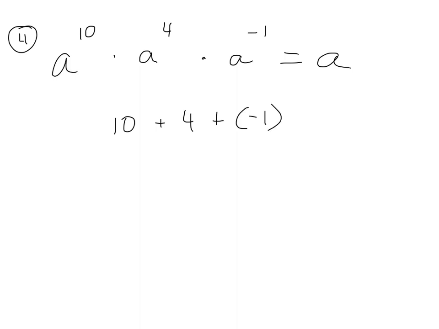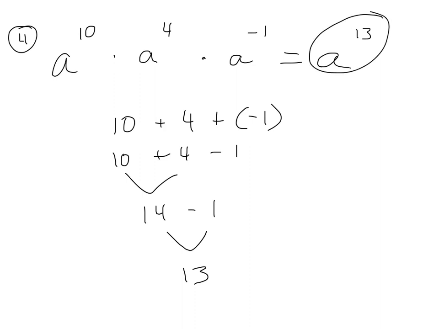Alright, so let's change things up a little bit. 10 plus 4 plus a negative really means minus, right? And so now I go from left to right. 10 plus 4 is 14 minus 1. 14 minus 1 is, of course, 13. So what is our answer? A to the 13th power.